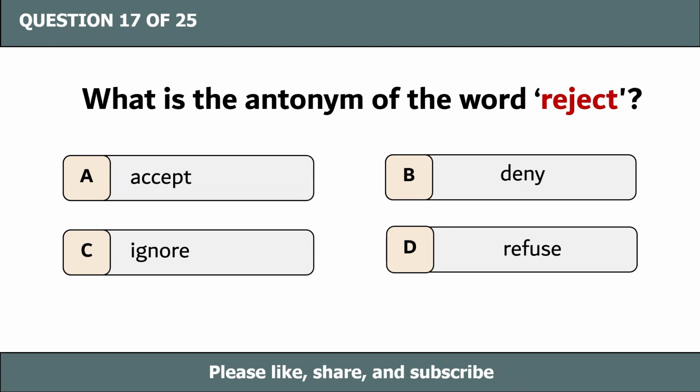Question 17. What is the antonym of the word reject? The correct option is A. Accept.